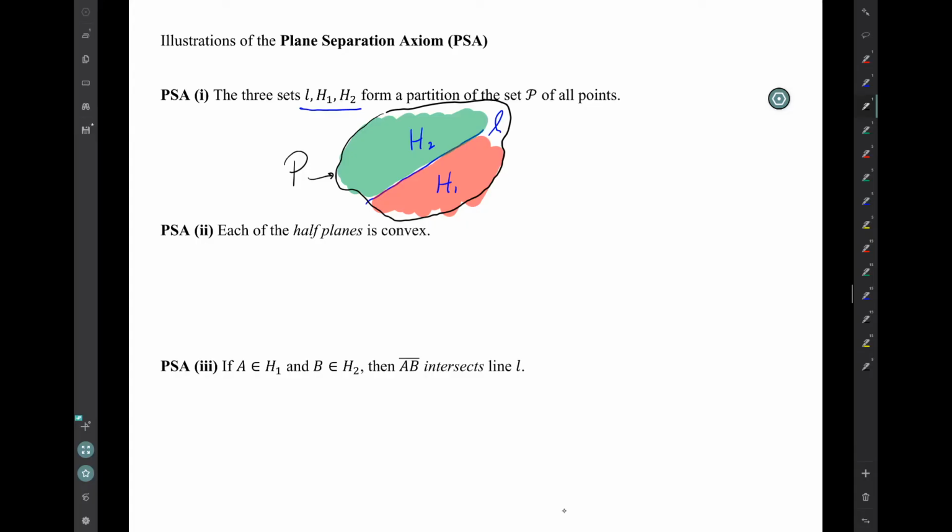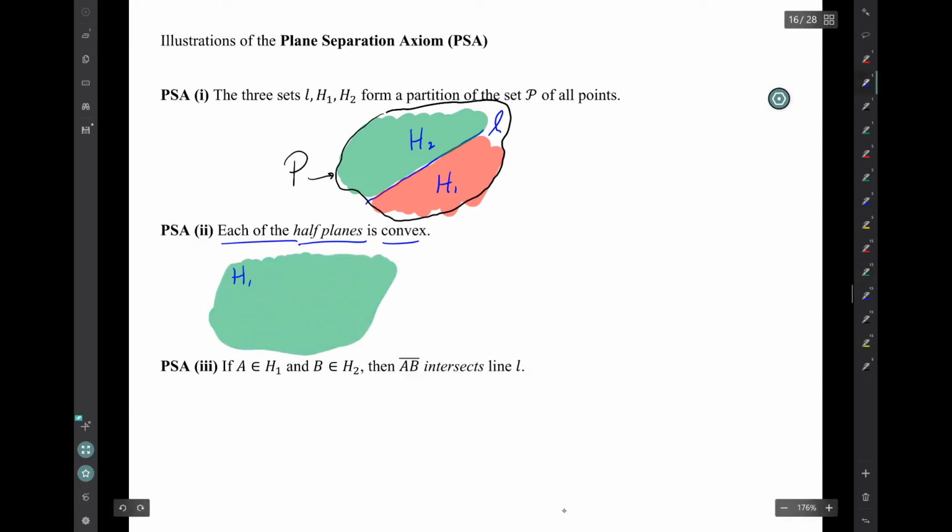So these three sets, H1, H2, and the line, form a partition of this set of all points. Now, how do we illustrate PSA2, that each of the half-planes is convex? Well, remember that the statement of convexity is a universal conditional statement. So I'm going to illustrate the universal conditional version of the term convex. So I'm going to draw one of those half-planes. There's a half-plane, and I'm going to draw two distinct points in that half-plane.